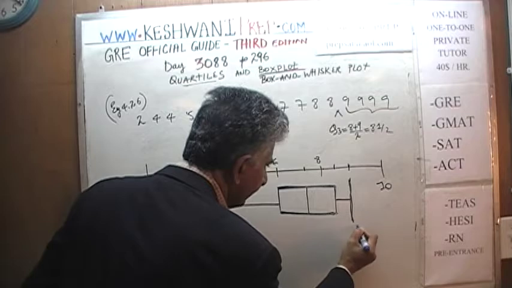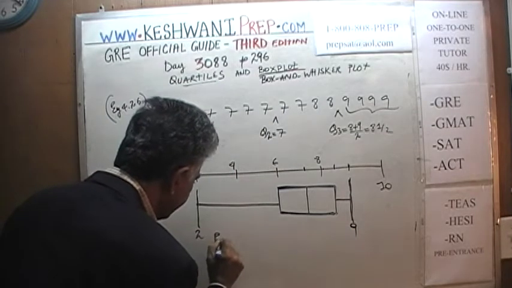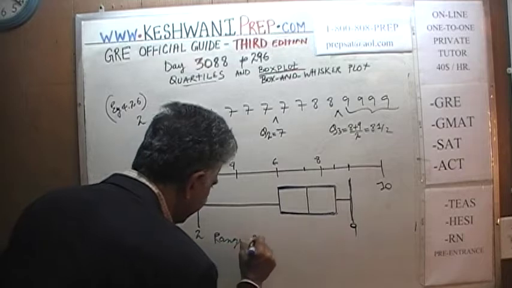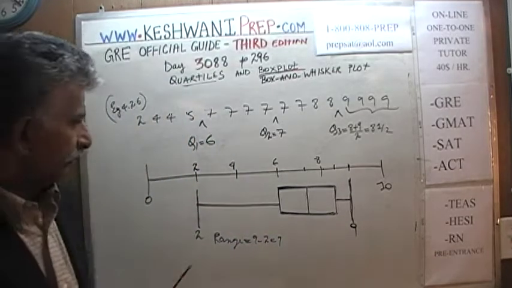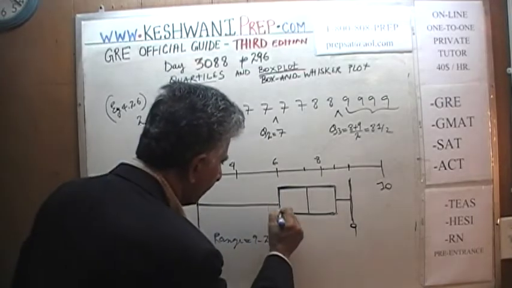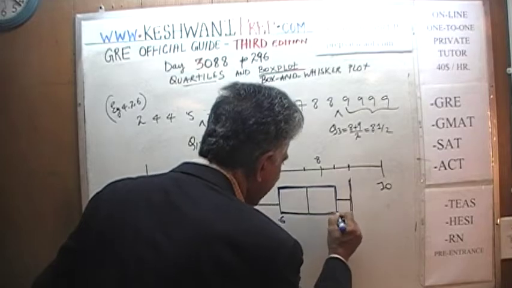First thing we notice is that the highest value is 9, the lowest value is 2. So that tells us the range. Range is 9 minus 2, which is 7. The first quartile is 6. Right here is the first quartile, that's 6. And the third quartile is 8.5.